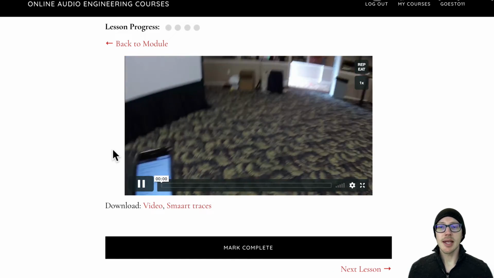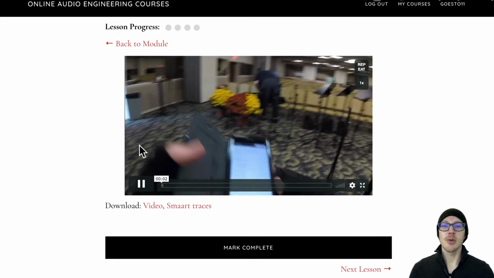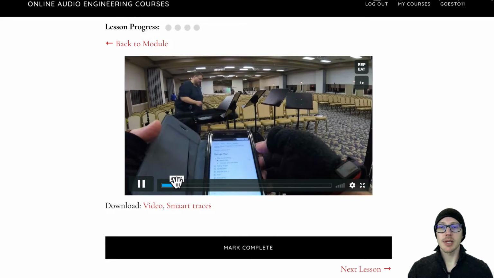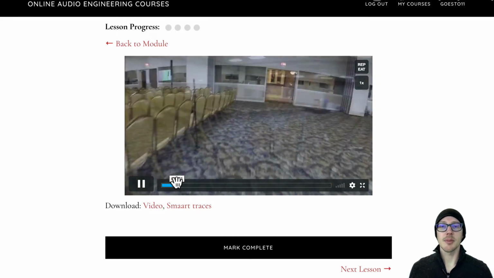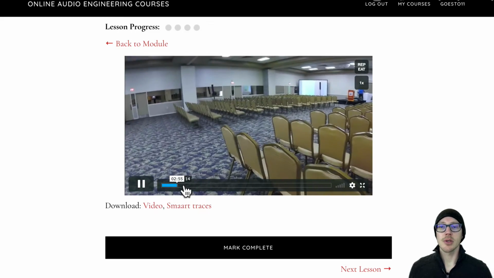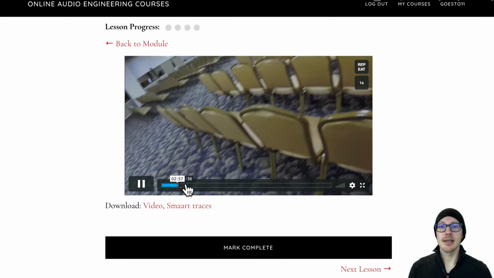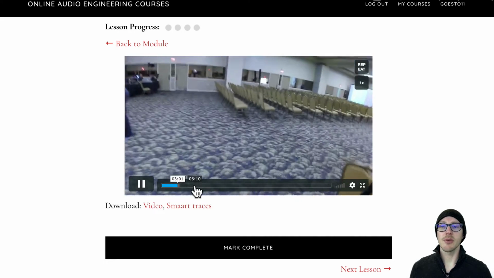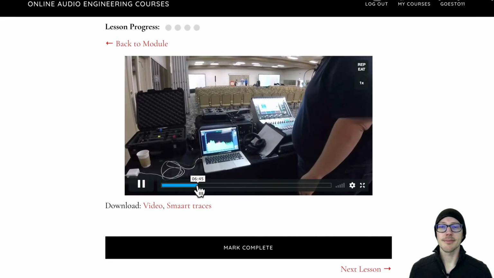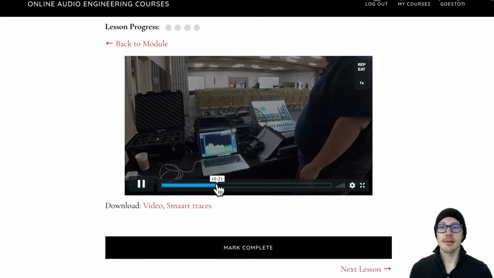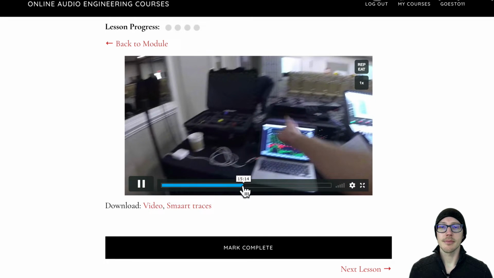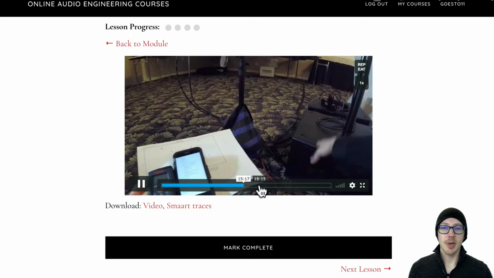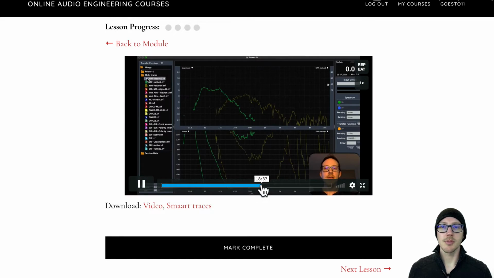So you'll see here that I'm using a GoPro on my chest so that you have kind of a first-person perspective of what some of these setups and optimizations look like. So here I am just going over the design and showing what the audience looks like and how I picked some microphone positions. Here we are setting up Smart. Again, I think talking about subwoofer position.